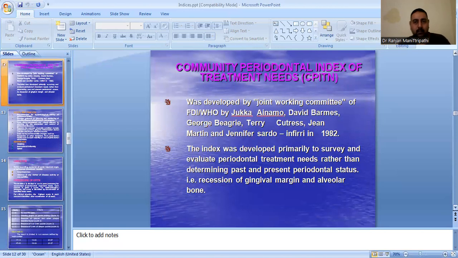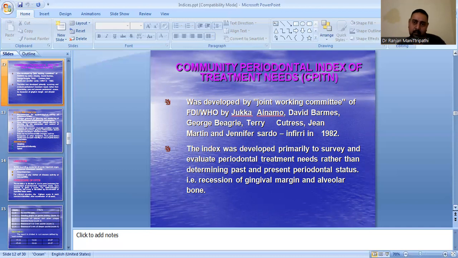Now the next index is the Community Periodontal Index of Treatment Needs, or we also say in short CPITN. It was developed in 1982 by a joint working committee of FDI and WHO. The members were Jukka Ainamo, David Barmes, George Beagrie, Terry Cutress, John Martin, and Jennifer Sardo Infirri.